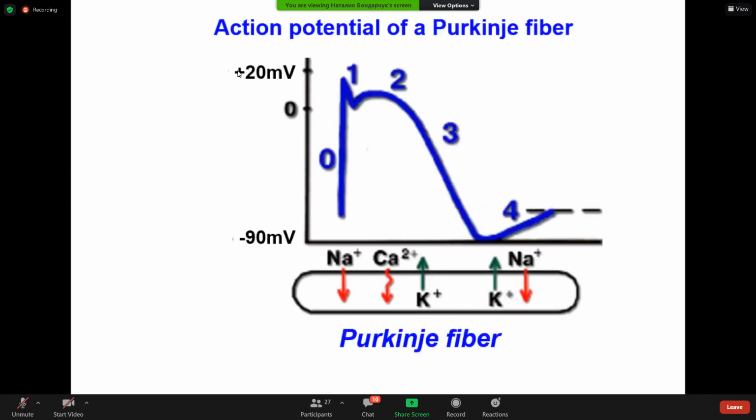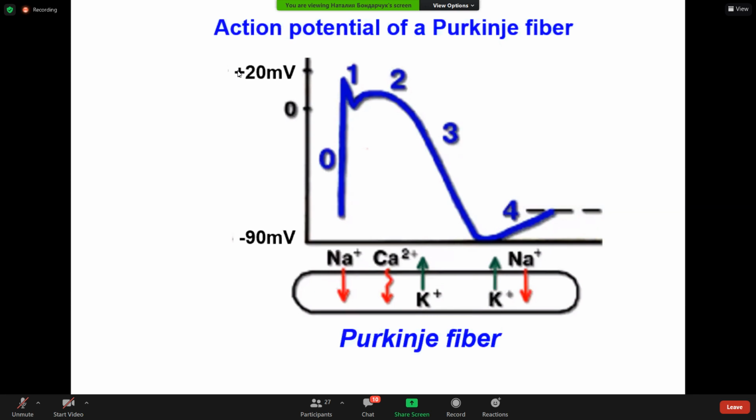So this diagram shows you the action potential of Purkinje fibers. You can see there are 4 phases of action potential of Purkinje fibers: 0, first, second, third, and fourth. Phase 0 is called rapid depolarization. First phase is called initial repolarization. Second phase, plateau. Third is rapid repolarization, and fourth, slow depolarization.